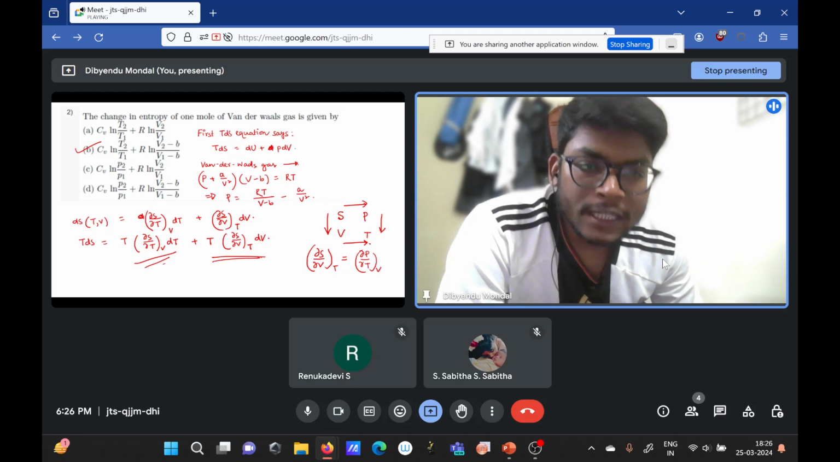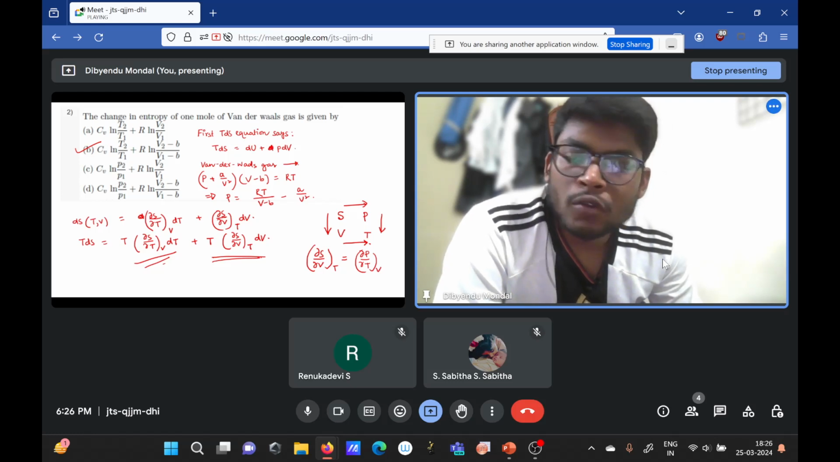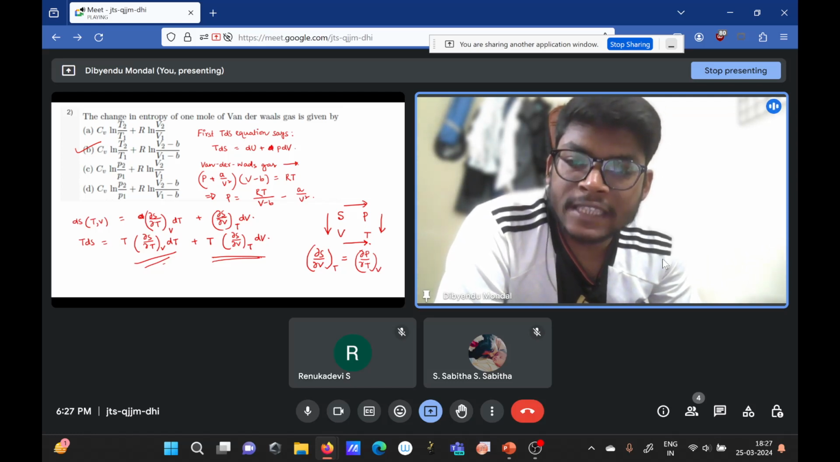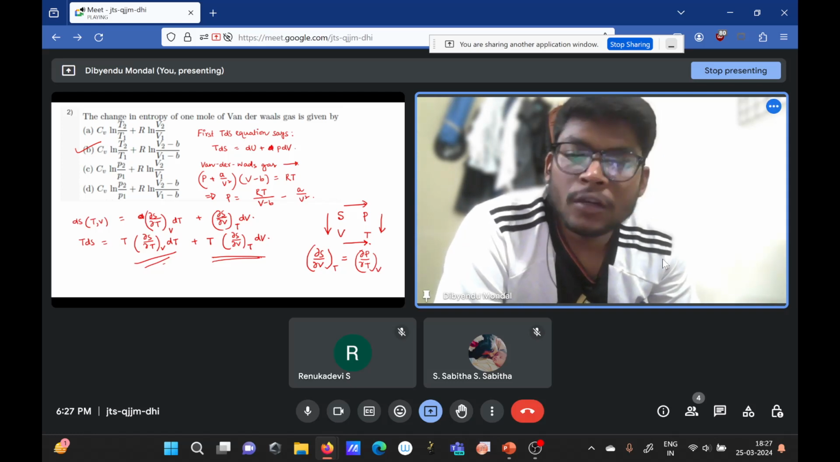Now, since dS is a differential, to get a differential in terms of two other variables, which are T and V, we can write dS in terms of T and V. This is a multivariable function, right? S, which is entropy, is a function of temperature and volume both. We can write dS = (∂S/∂T) at constant V dT + (∂S/∂V) at constant T dV.